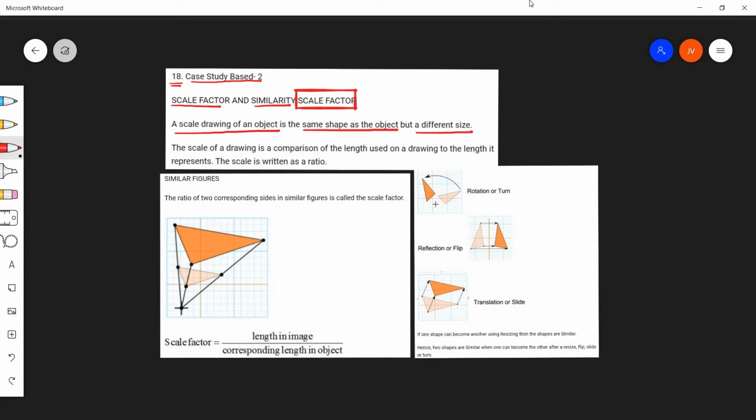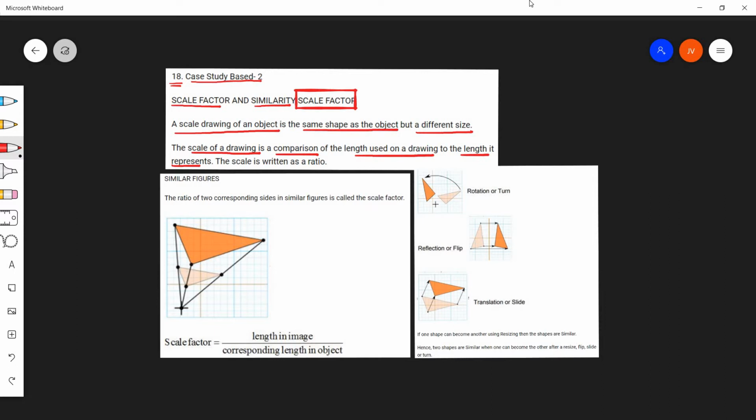Next it says the scale of a drawing is a comparison of length used on a drawing to the length it represents. That means the length in a drawing divided by the length actually it is having. That ratio, comparison means a ratio, is called scale drawing. Like we have a world map. A world map is a scale drawing of the real world landmass.